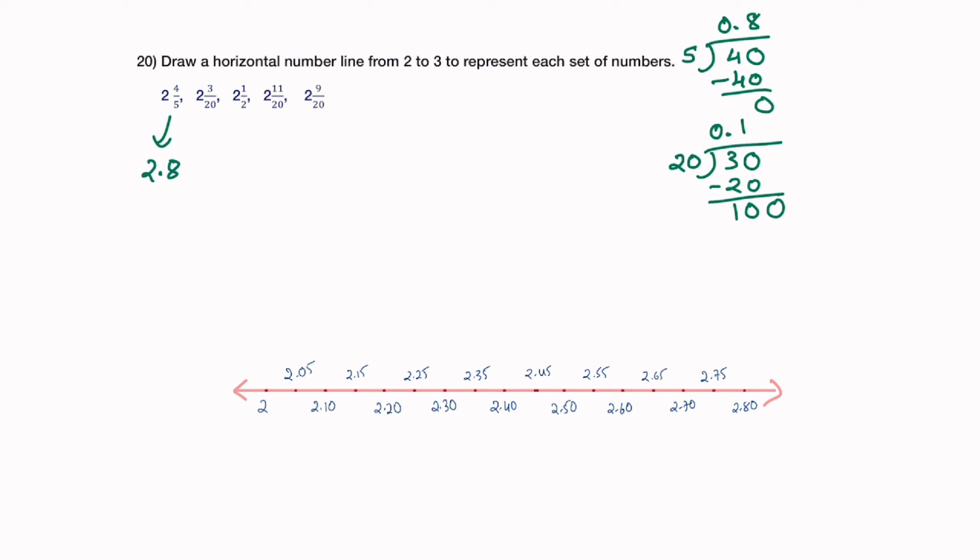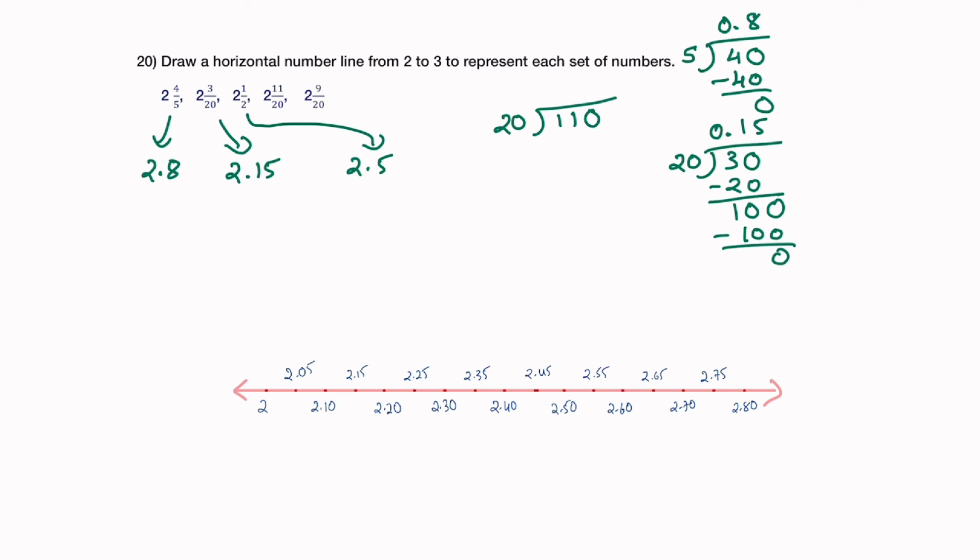We put another 0 and that's 5. And that's 0 there. So this fraction becomes 2.15. Right? And 1 upon 2, do you really need to do the calculation? You know that it's 0.5, right? So that's 2.5. Then we do 11 divided by 20.